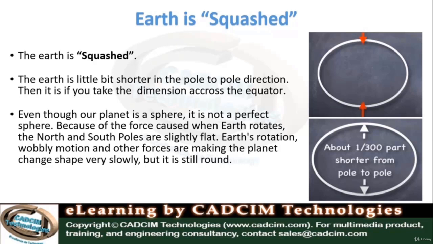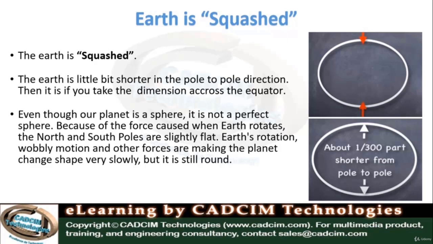What we do have to worry about is the fact that the earth is squashed. The earth is actually a little bit shorter in the pole to pole direction than it is if you are talking about equatorial diameters. As you can see in the first diagram, the earth is squashed. This is enough to make certain things in a geographical information system much more difficult than if we were working with a perfect sphere.